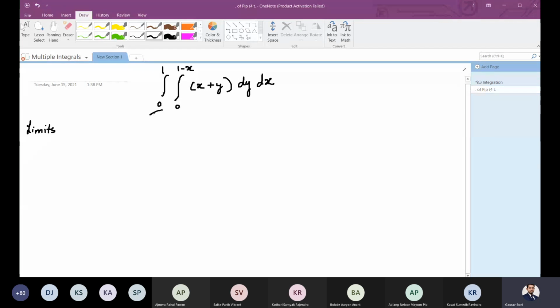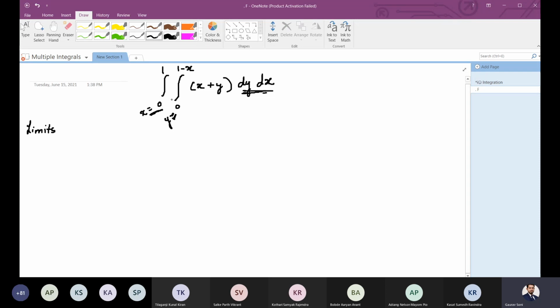The outer limits, 0 to 1, are the limits for which variable? X. And the inner limits are for y. How do you decide that? The position of dy and dx. That is a very good observation: this order is going to define the limits.